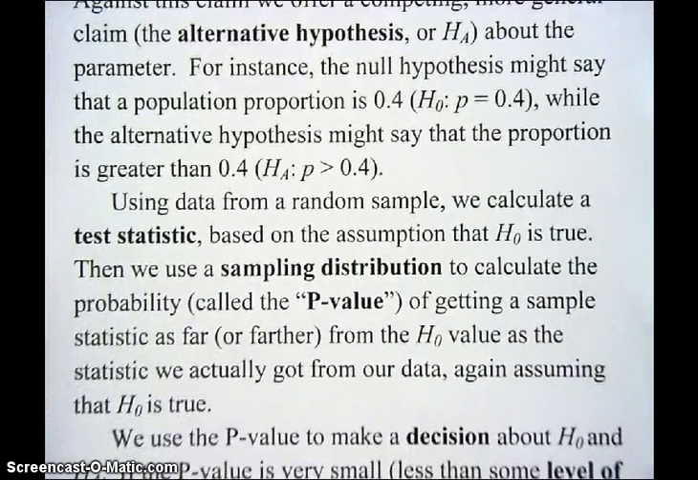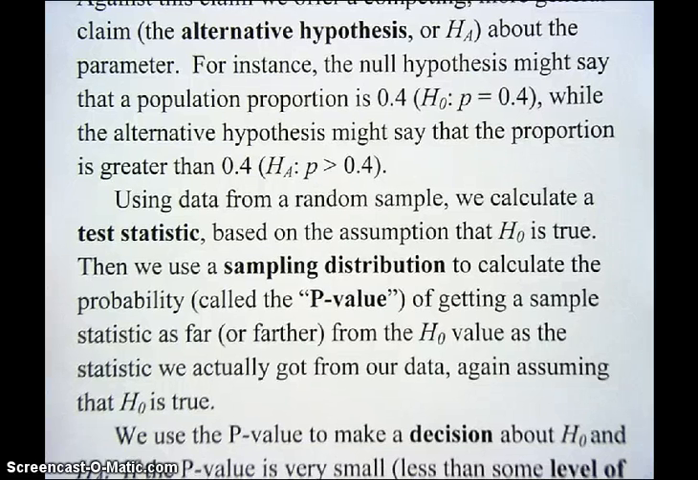Then you get data from a random sample and calculate a test statistic based on the assumption that the null hypothesis is true. This is a very important part of it. We assume that the null hypothesis is true just for the sake of argument when we're doing these tests. And then if that leads us to a place that causes us to question the null hypothesis, then we can do that later. But we use this as a working assumption in the meantime.